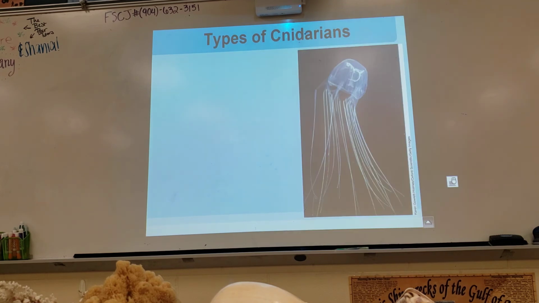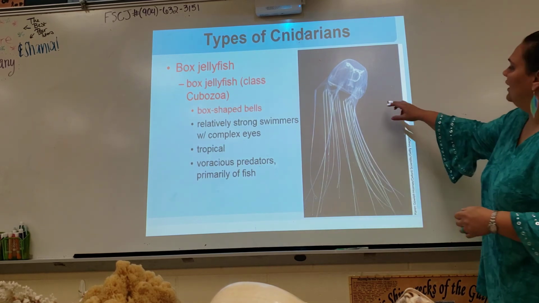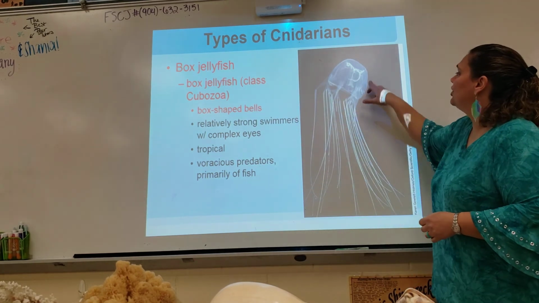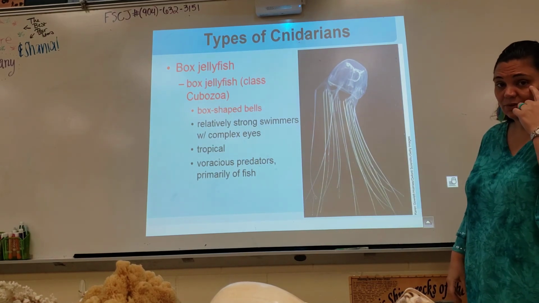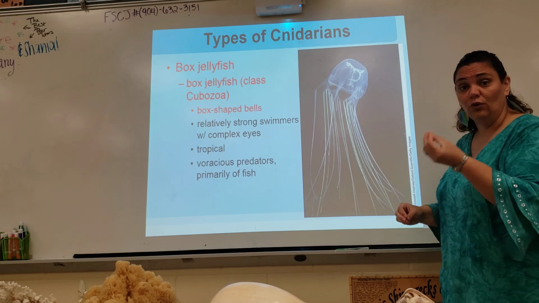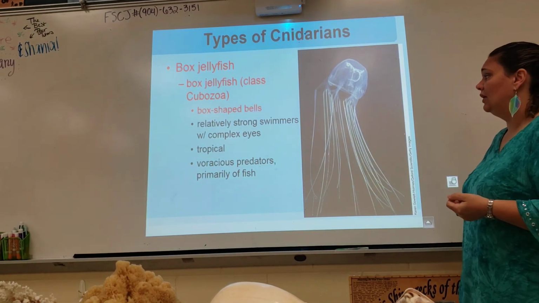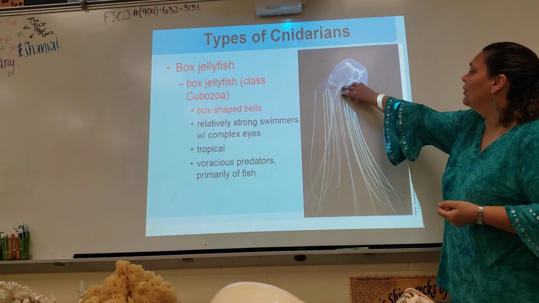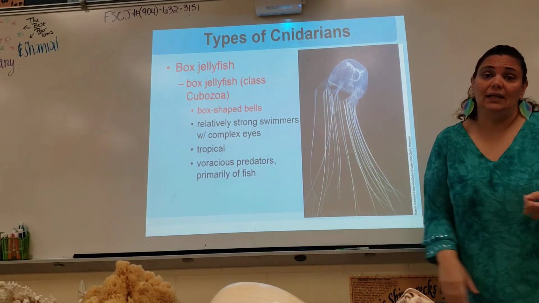The box jellyfish. They are not very big, but they have very long tentacles. You see that distinct cube shape, hence the name class Cubozoa. Very strong swimmers with complex eyes, not eyes as we think of our eyes, but photoreceptors so they can sense the sunlight. Very tropical, voracious predators, and they primarily feed on fish. So the fish get stung down here in the tentacles, and then they slowly move them up into the bell, and that's where they get eaten.